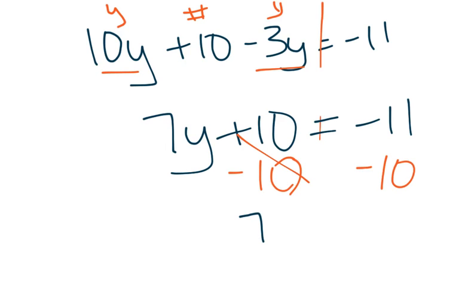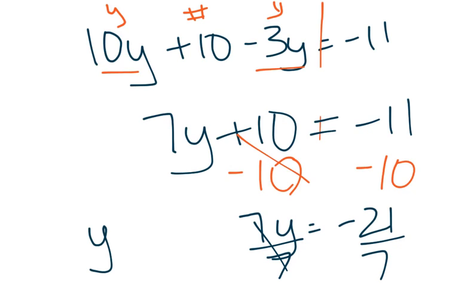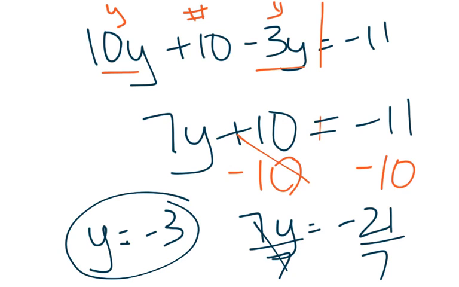And I get 7y equals negative 21. Then I'm going to divide by 7, and I get that y equals negative 3. So we did solve for one variable, and it did take a long time. These things are not fast problems. They do take a long time, but as long as you do step by step, every time, you'll be fine.